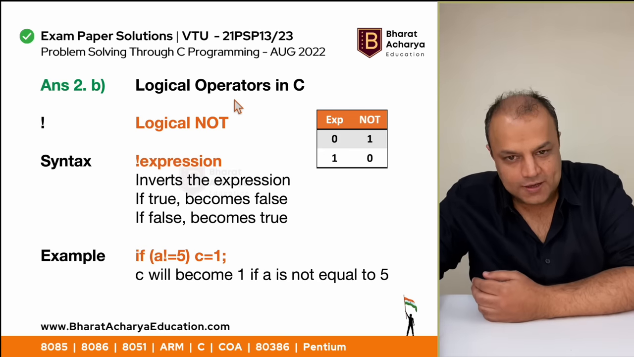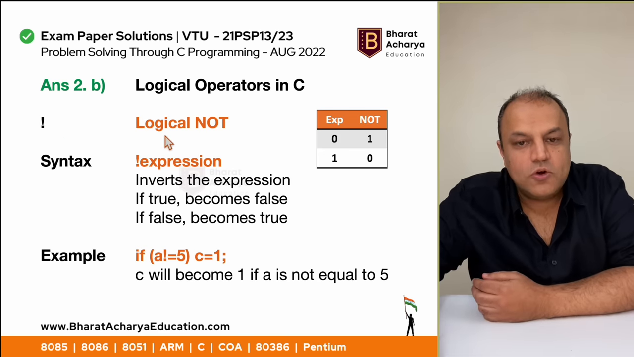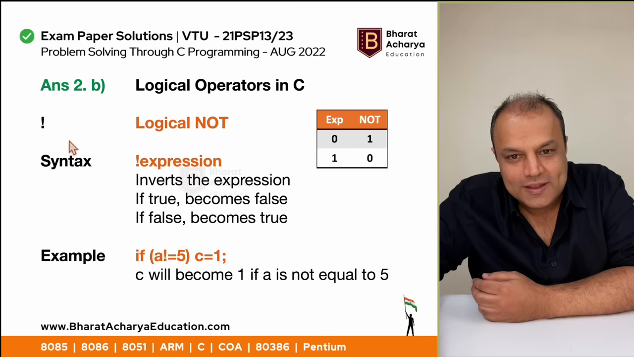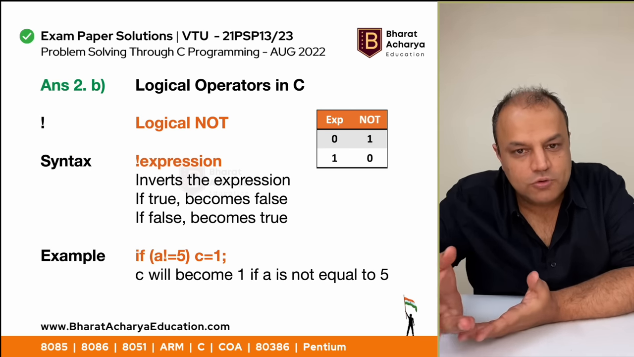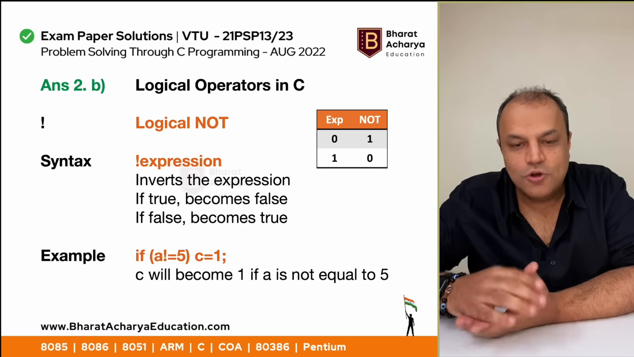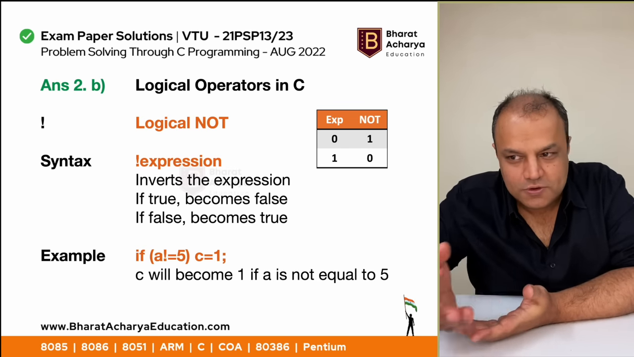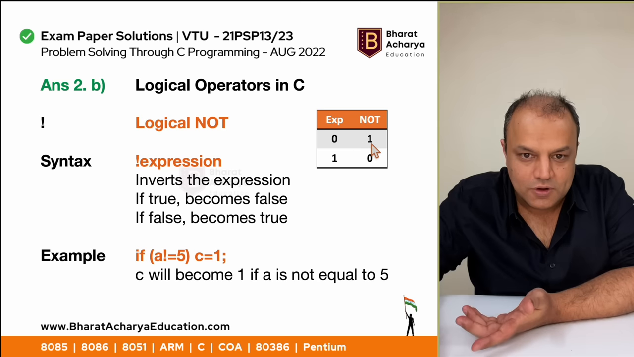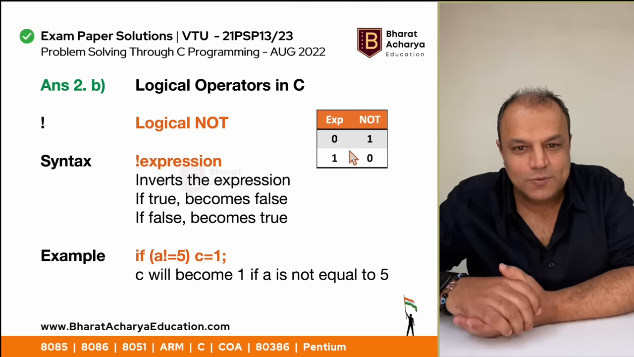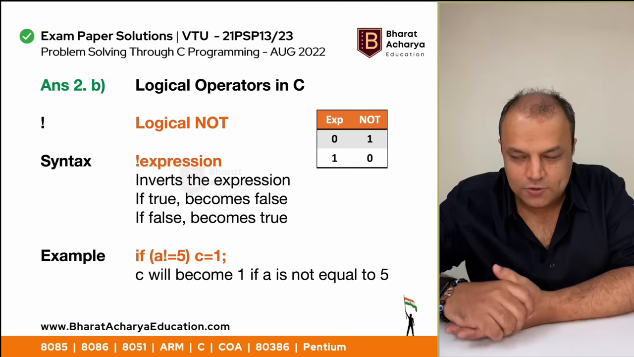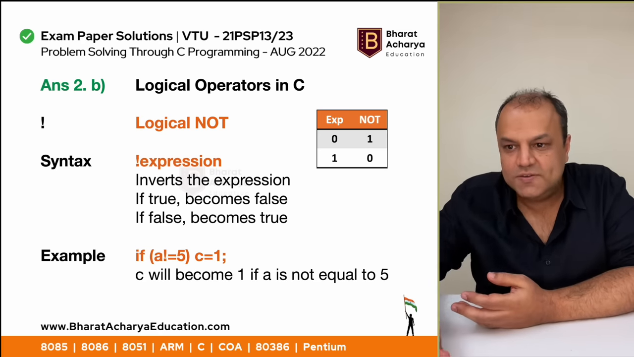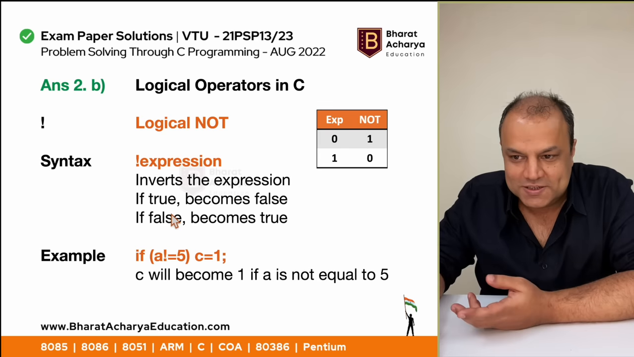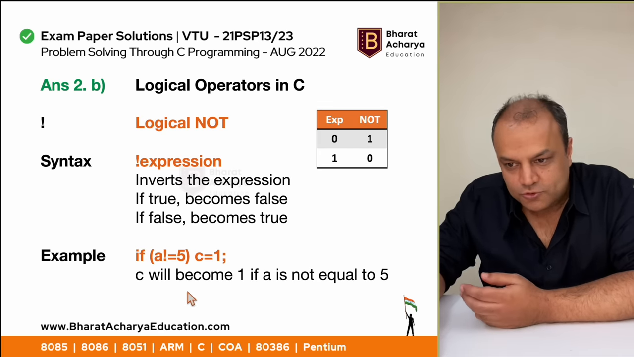And the third one, the inverter, also called the NOT gate. NOT gate means not so and so. So the opposite of true is false. Opposite of false is true. Opposite of 1 is 0, opposite of 0 is 1. So if it's 0, NOT will give you a 1. So it basically is an inverter. Are you clear? It converts your logic 1 into logic 0 and logic 0 into a logic 1. It just inverts the input, as simple as that. It inverts the expression. If true becomes false, if false becomes true.